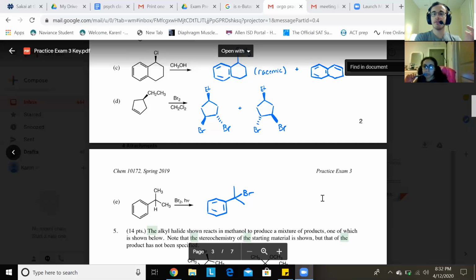But because of the weakness of that bond, you're eligible to get a free radical reaction.